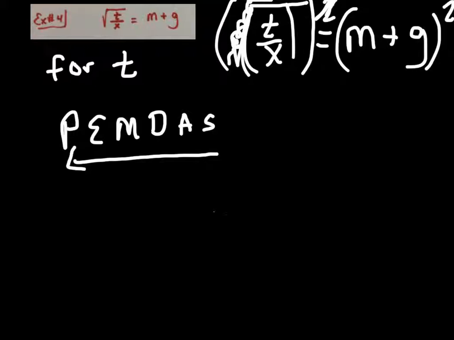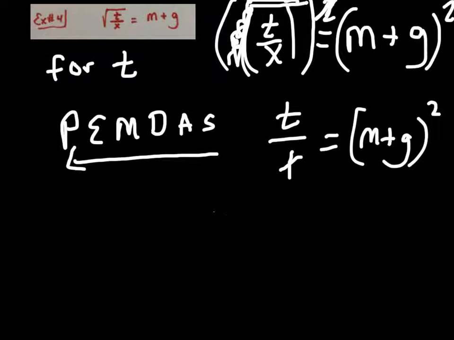I'm just going to kind of cross it out. So what happens is I'm left with t over x, that's division, equals m plus g, and now this is squared. You can square things, but in this case I'm not going to square it. I'm just going to leave it because it's two letters and I can't combine them. So my question is, did I get t alone? The answer is no. I'm getting closer though. So it's two steps in this problem.